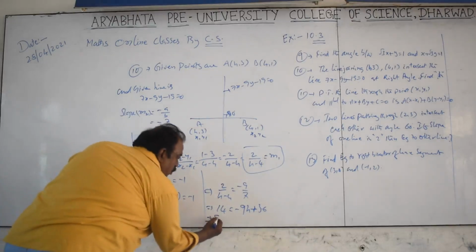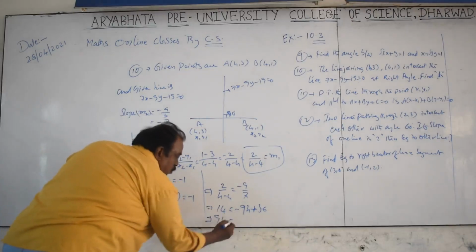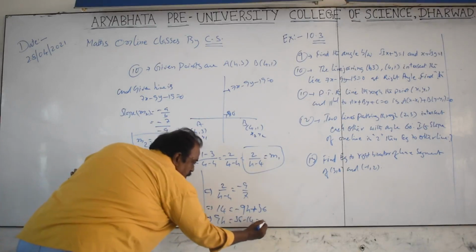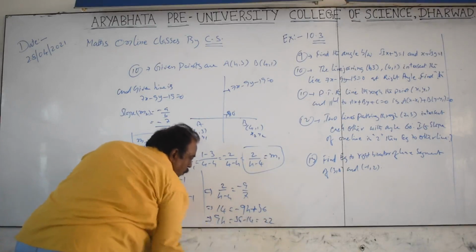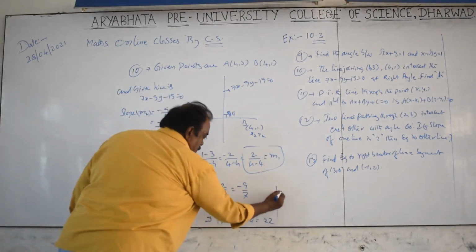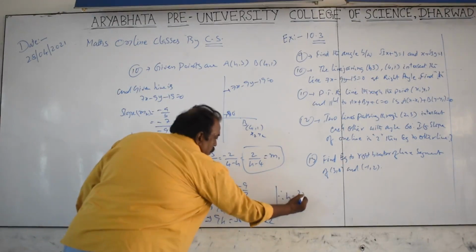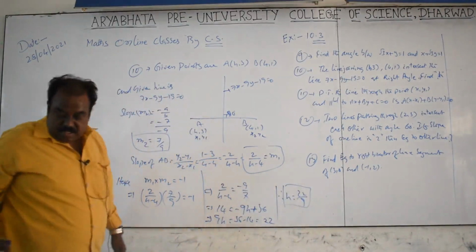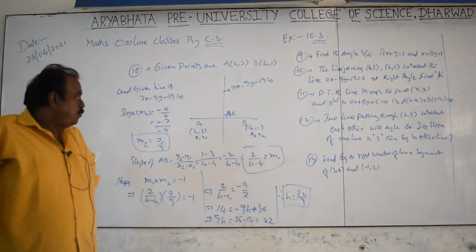So that implies 9h equals, moving to this side, 36 minus 14, that is 22. Therefore, what is the h value? 22 by 9. So that is the value of h.